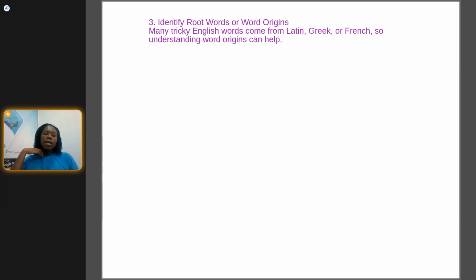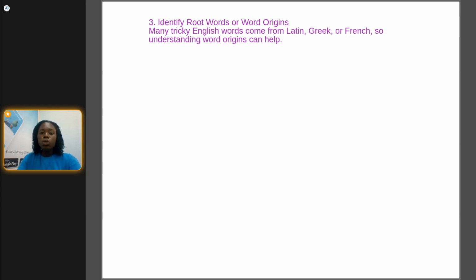Okay, so identifying root words or word origins. This may be a little tricky and a little difficult because not everyone is familiar with root words or word origins. Say, for instance, the word conscience comes from a particular language, that's Latin, and some people may not be familiar with it at all. So this is what this is dealing with.